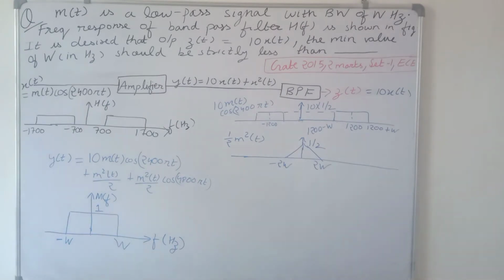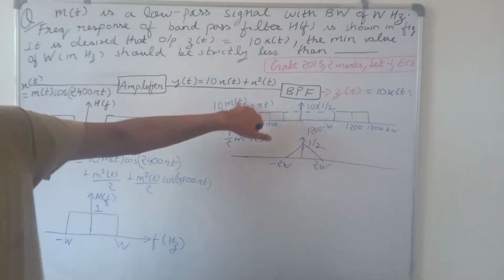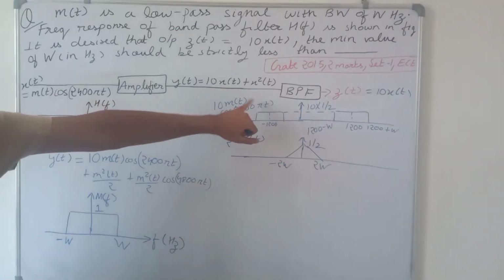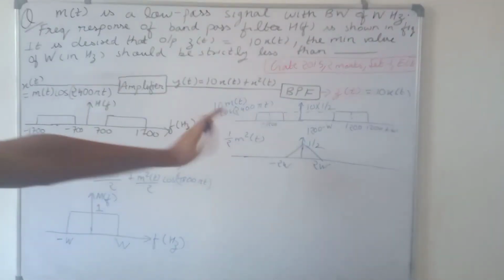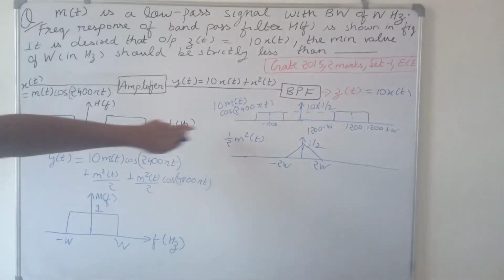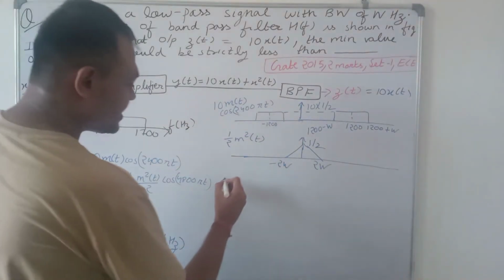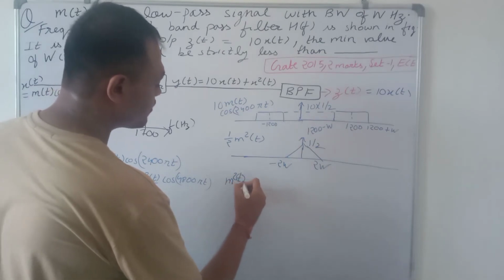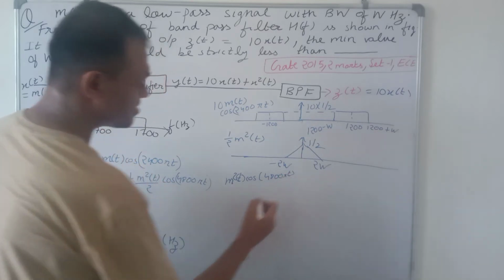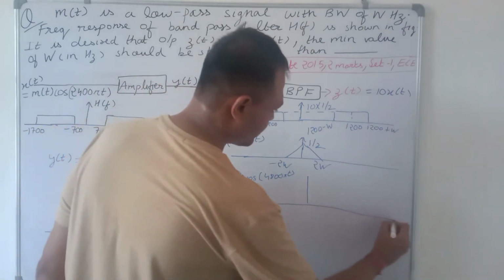Again, m square t cos of 4800 pi t will be a shifted version of this only, because m(t) cos of 2400 pi t was a shifted version of this signal. When we multiply a signal by cos, it gets shifted to the right and left by a frequency equal to the cosine frequency. So here the frequency of cosine is 2400. So when we draw m square t cos of 4800 pi t, it will be a shifted version of this signal only, around the frequency 2400.